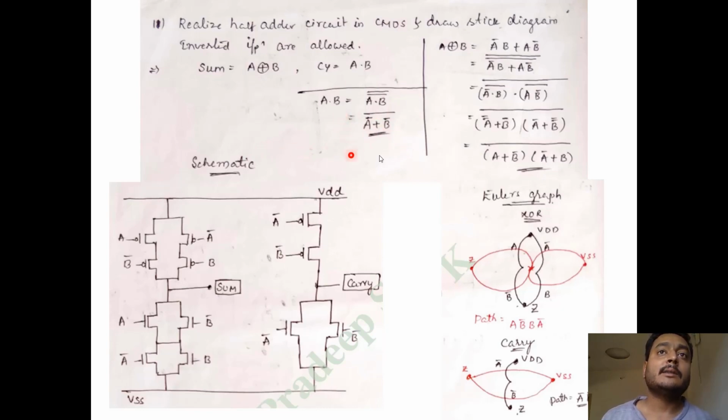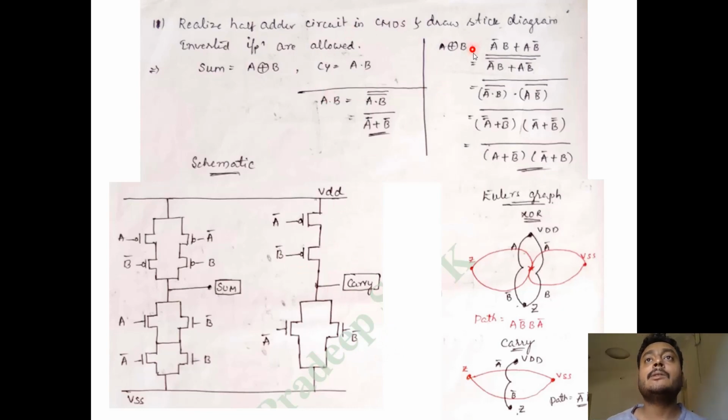Okay. Right. So this is nothing but an AND gate. If you get an AND gate also, you should do it like this only. So this will be your carry circuit. So A and B. Since it is said inverted inputs are allowed, I have taken care here. So A bar, B bar, A bar, B bar. I have taken inverted inputs as input.